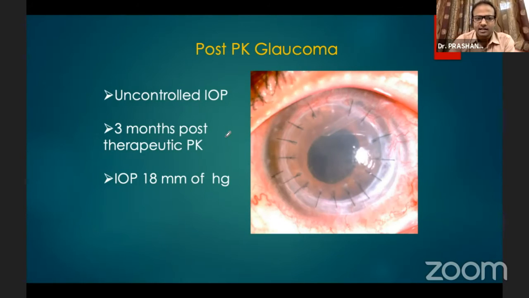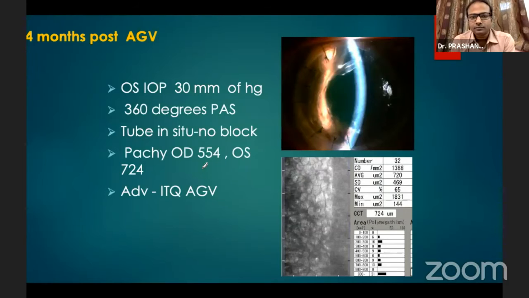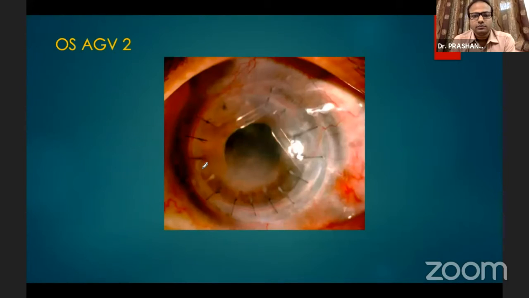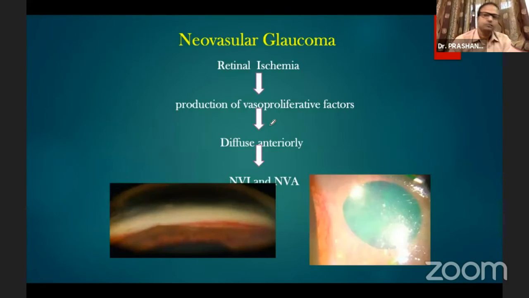Here in this case, the pressure was well controlled after 3 months of therapeutic PK. Once you have an implant after penetrating keratoplasty, after some time the pressure may again rise and be out of control even with maximum medication, and then you can consider putting in 2 implants. So one implant is there in the superior temporal quadrant. You can still put an implant in the inferior temporal quadrant, which can control the pressure. So 2 implants can also be applied.